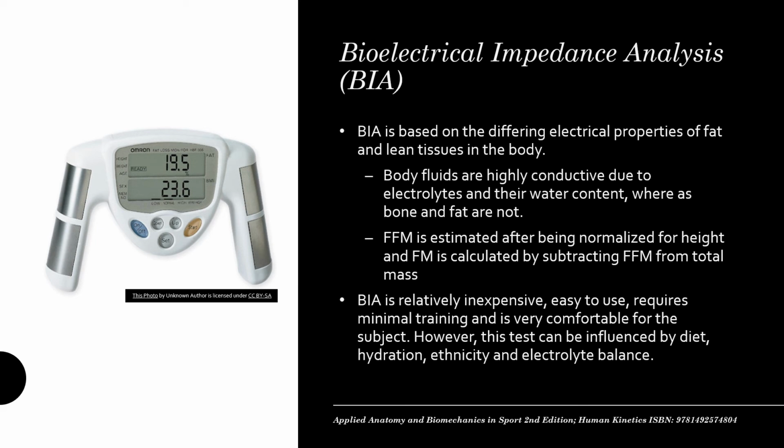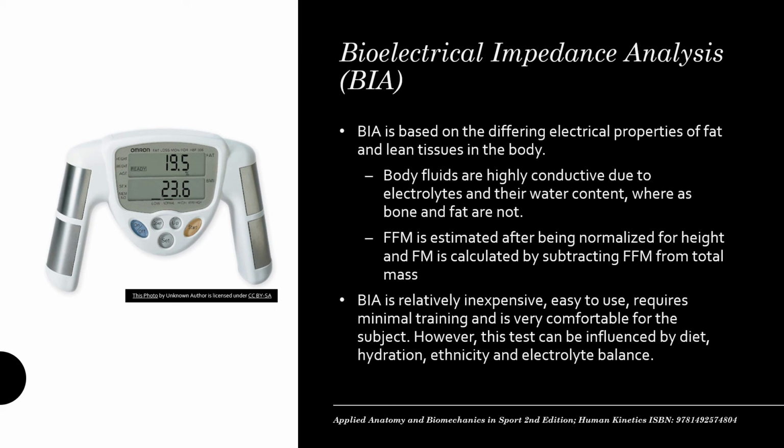So basically, when we're going through this, we just assume that the easier the current gets through the body with the electricity, the less body fat that individual has. Basically, we get our fat-free estimate after we normalize it for height. Then our fat mass is calculated by the individual's total mass minus the fat-free mass.